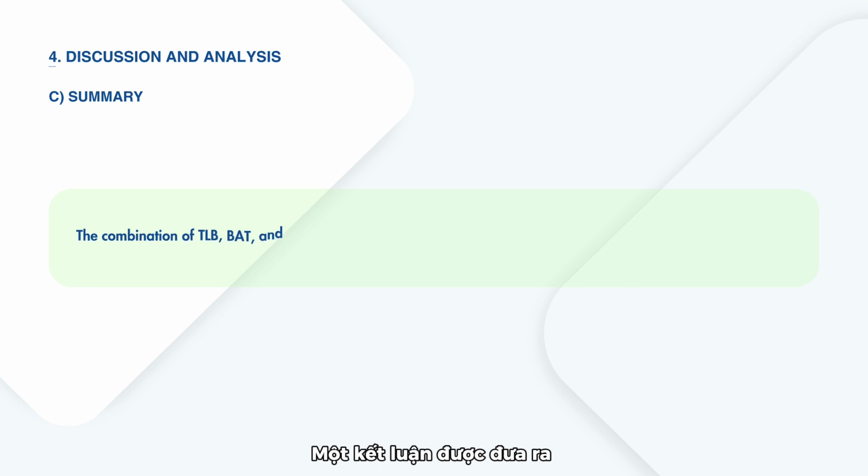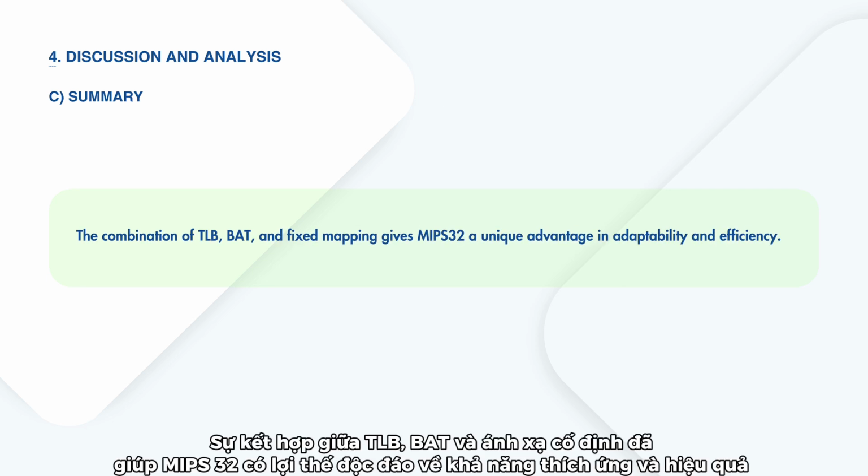In conclusion, we have a summary, which is that the combination of TLB, BAT, and fixed mapping gives MIPS32 unique advantages in adaptability and efficiency.